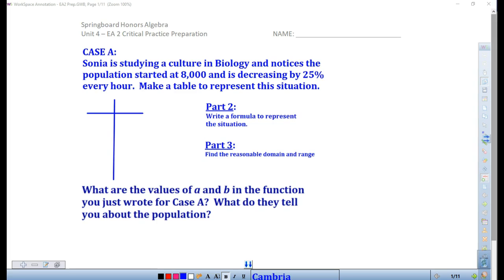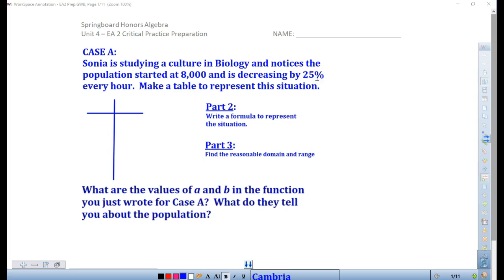So on this first case, you had Sonia studying a culture that started at 8,000, and it's decreasing by 25% every hour. And then you're going to make a table. So if it's decreasing by 25%, there were a couple ways you could do that. You could multiply it by 0.25 and then take that away from 8,000, and do that a few times and see where you end up. Or you could take any term, divide by the one before, and try to come up with that common factor, that decay factor.